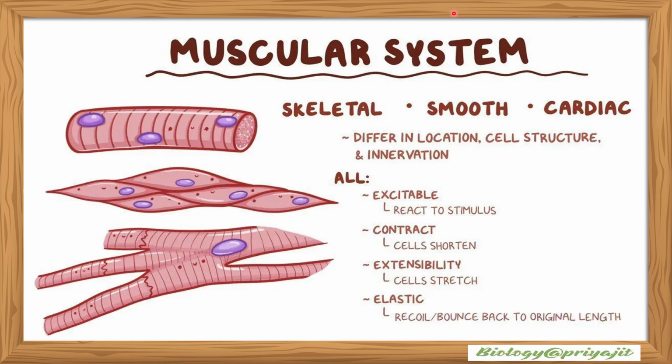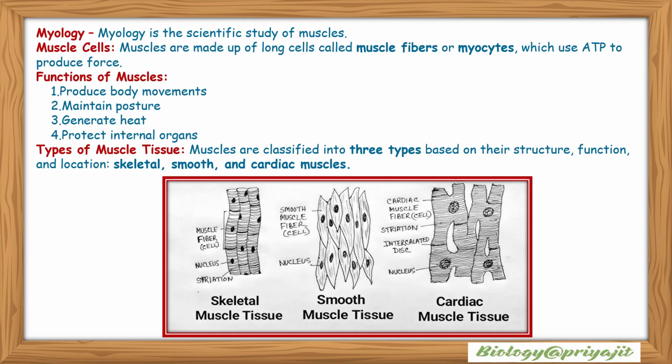Skeletal muscles help us walk, run and lift. Smooth muscles work quietly inside our organs to keep digestion and blood flow going. And the cardiac muscle never stops beating to keep us alive. Together, these muscles form the powerhouse system that supports every activity of our life.